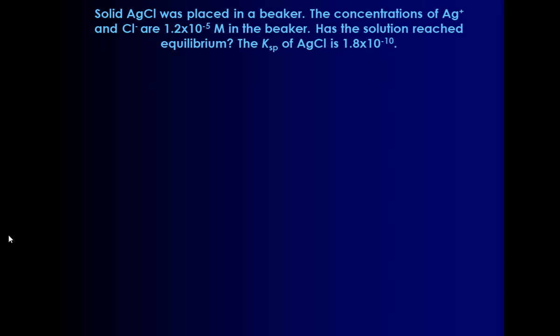So to determine what our Q is and to be able to compare it to our KSP, we need to know what the KSP expression will look like for this particular solid. Arrows are fixed this time. Silver chloride is dissociating into silver and chlorine ions, so the KSP expression would be the concentration of silver and the concentration of chlorine ions multiplied together.